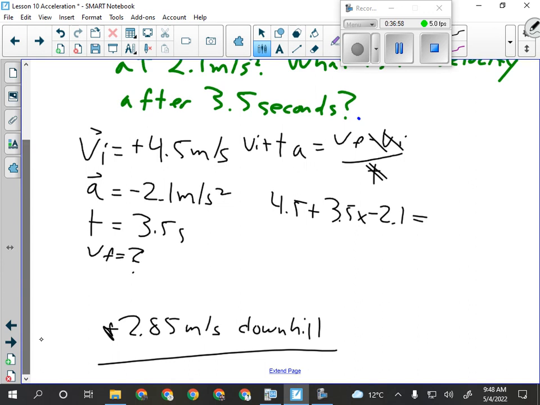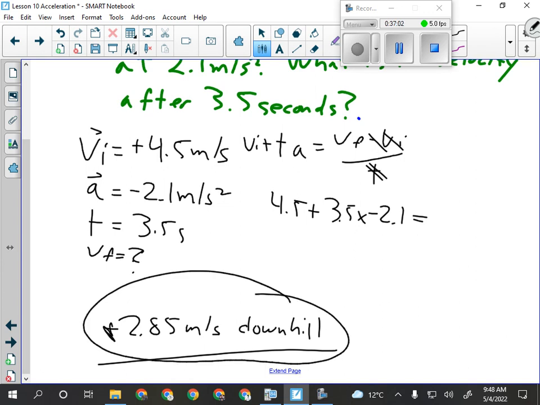Now here's another important thing for this question. Your answer doesn't have a negative on it. It says downhill. We put in positive and negative to mathematically represent up the hill and down the hill. But when we state our answer at the end, we go back to the initial vector given in the question. Up the hill, down the hill. If I write negative 2.85, that's wrong.